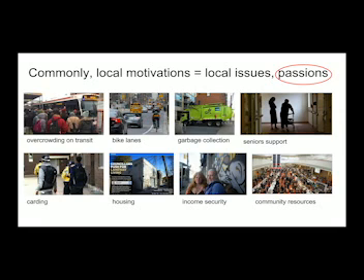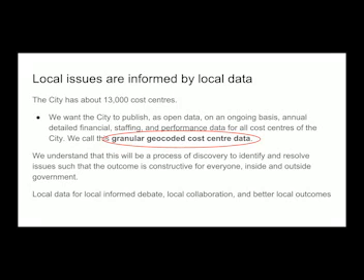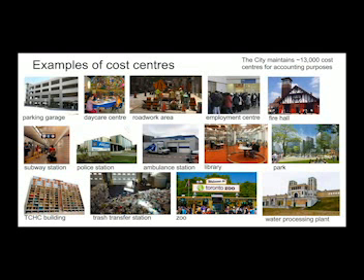Key motivations: we find that most people are interested in local issues and have local interests and specialized passions. Here are some examples of those. Our position is that local issues are informed by local data, and what we'd like to do is get local data to the people that have those local issues. It turns out the city has about 13,000 cost centers. I got a list, and we're working on those. In principle, we'd like details released about all of those. Here are some examples of cost centers.